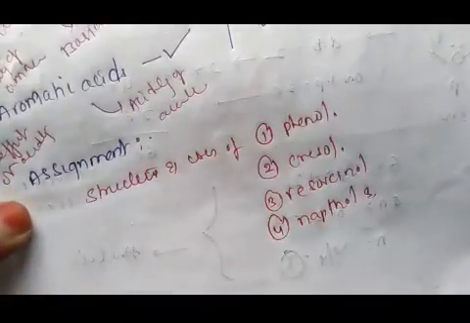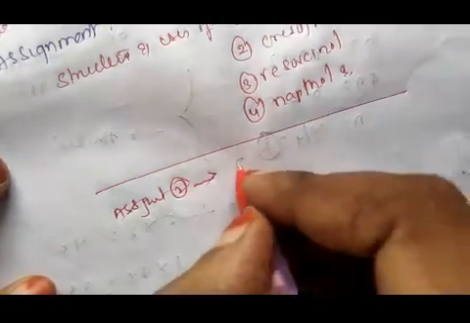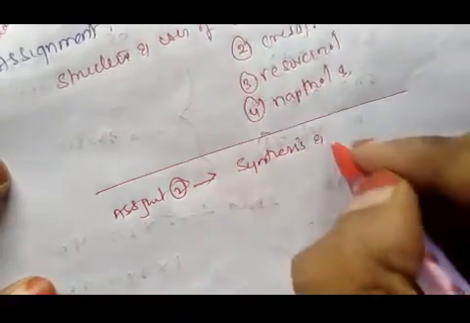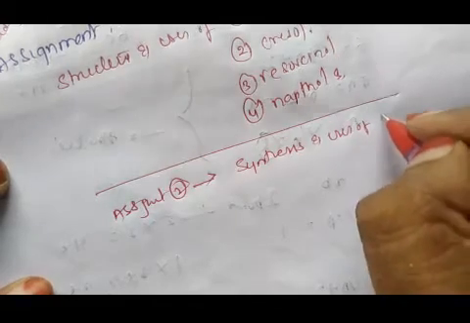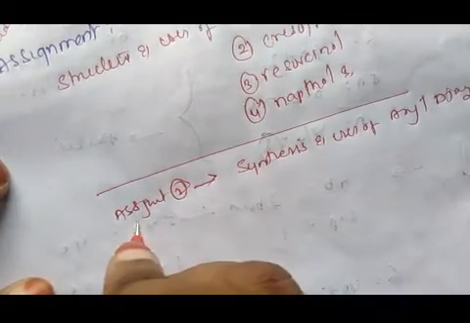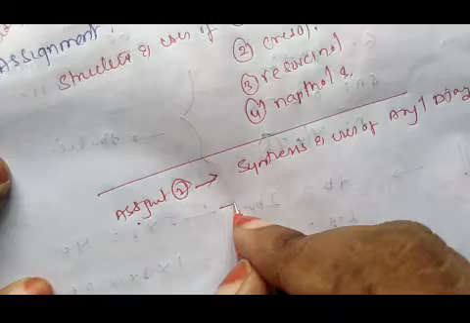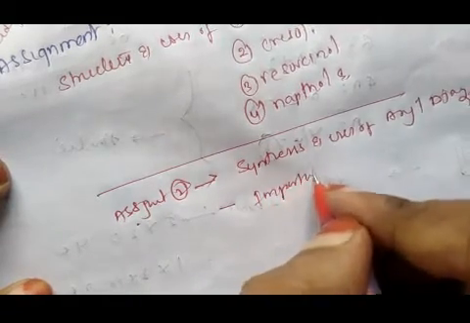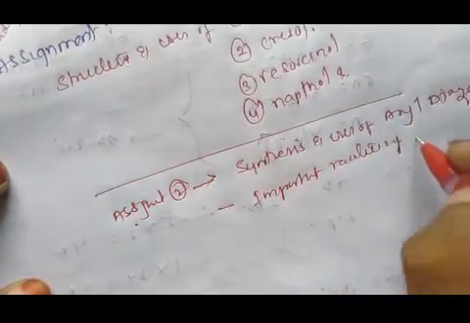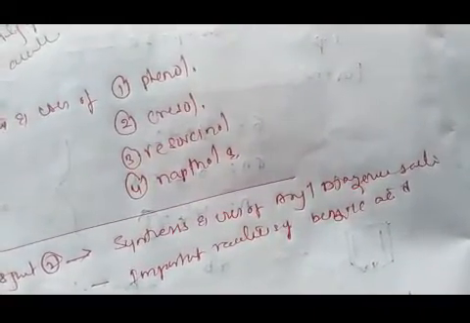This is assignment 1, and assignment 2 under Unit 2 is the synthesis and uses of aryl diazonium salts, and you also have to write on the important reactions of benzoic acid. So there are two assignments under Unit 2.